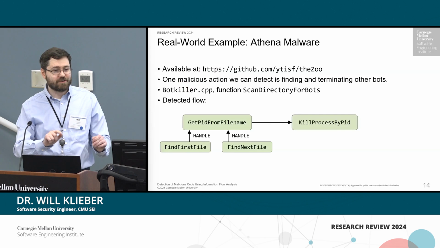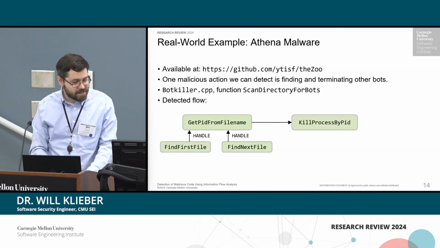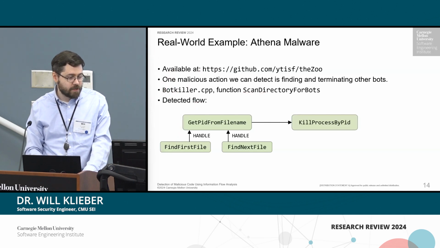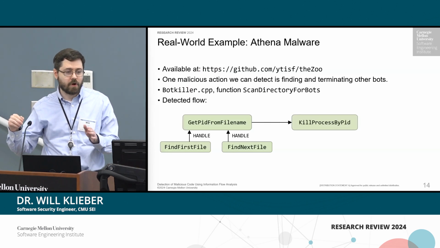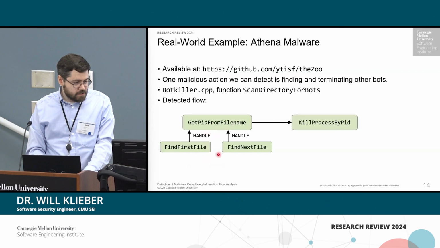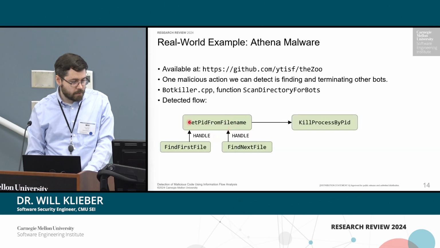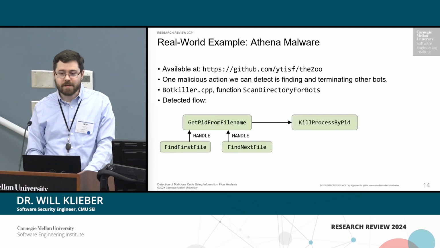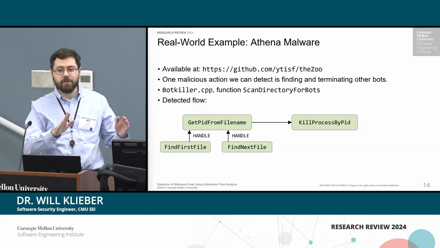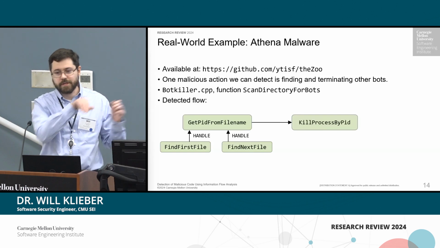But one malicious action that we detect is it killing other bots. So there's this bot killer functionality where it scans a directory for executable files of other bots. And you can see here what it does is there's these Windows API functions, FindFirstFile, FindNextFile, that you use for iterating over a directory. From that, the program gets a process ID, a PID, and then it kills the corresponding process. So that's a flow that we can detect: you're iterating over files, you're getting a PID from them, and then you're killing the processes.